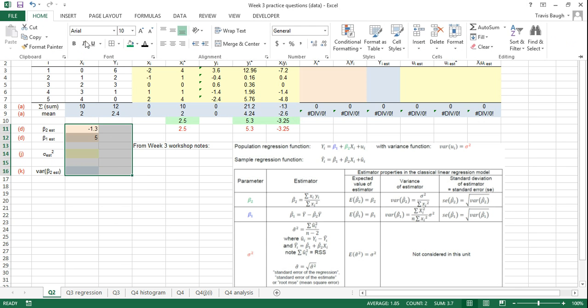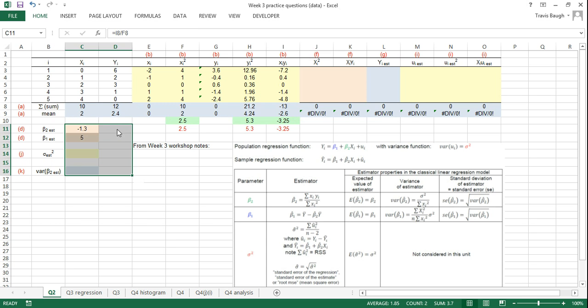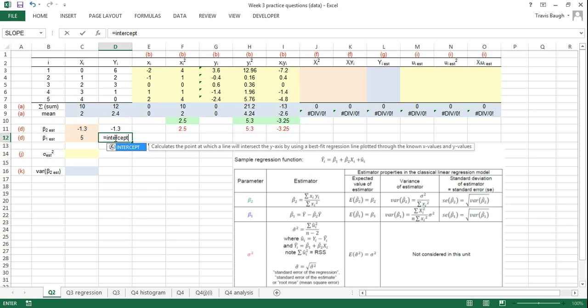Now we can check those values despite the question saying don't check. Let's just do that. So there's a slope function which will estimate B2. It wants to know the known y values, then the known x values. The story checks out. And then the intercept function again wants to know the y values, the x values, and we come up with the same estimate.